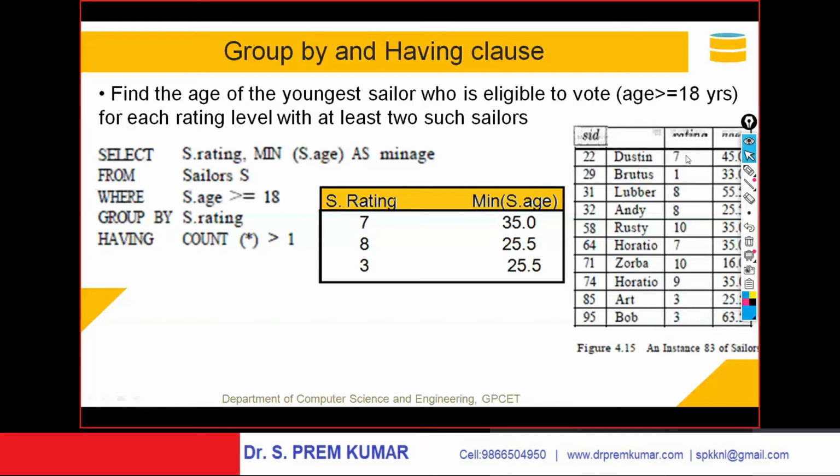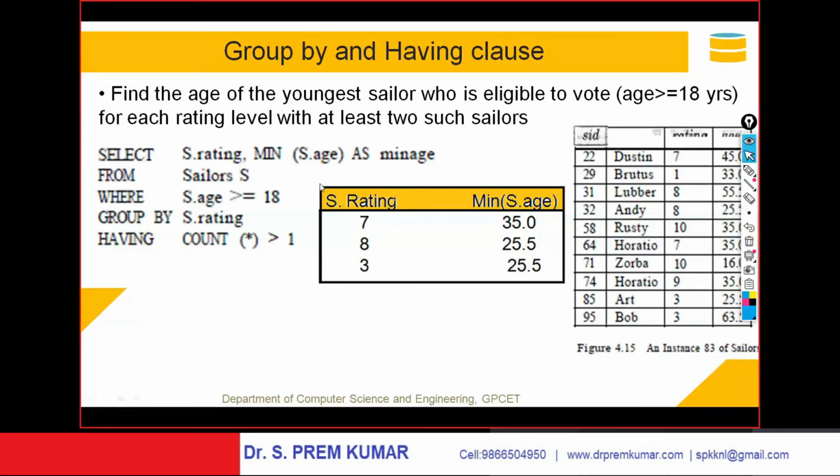For example, take rating 1. There is Brutus, and you don't have any more 1s, so you just ignore this fellow. In every rating level, there should be a minimum of 2 sailors, more than one sailor. Here, there is only one sailor, so you ignore it. Take 9: you don't have any more 9s, this is only one fellow, so you ignore him. The count should be greater than 1 sailor in every rating level.